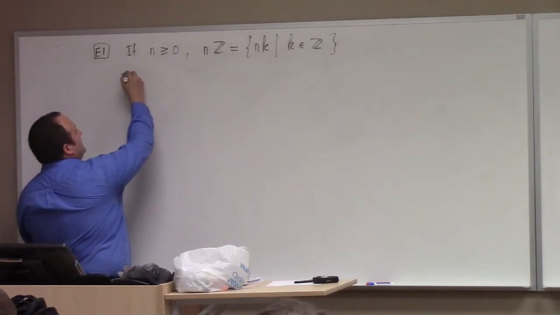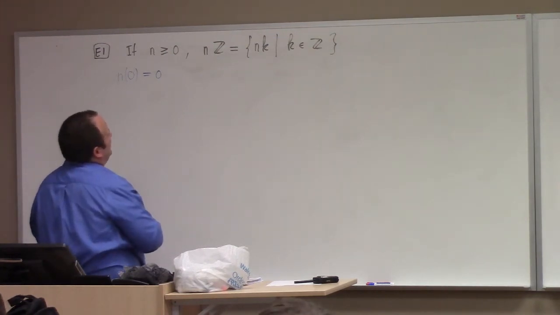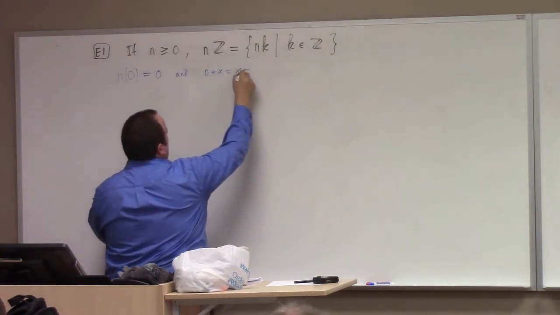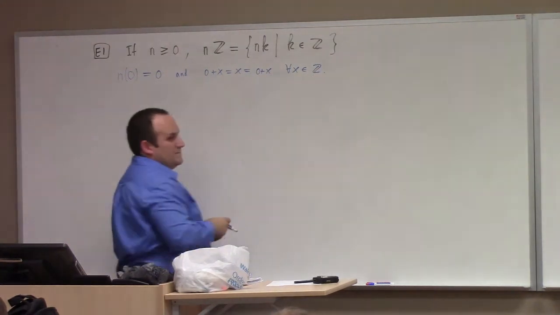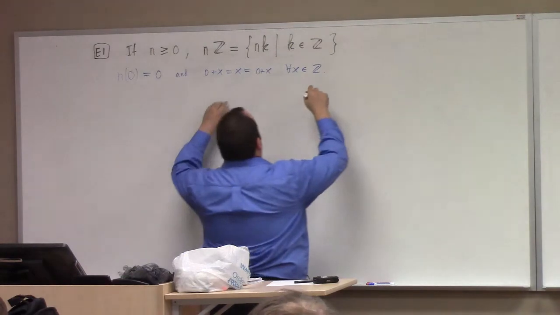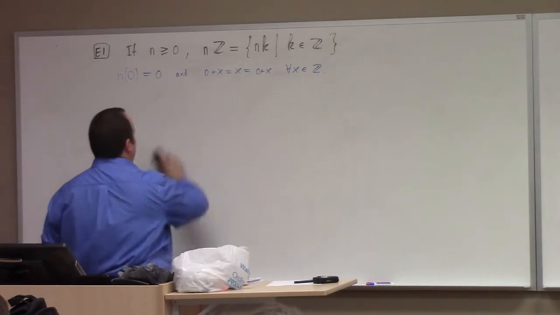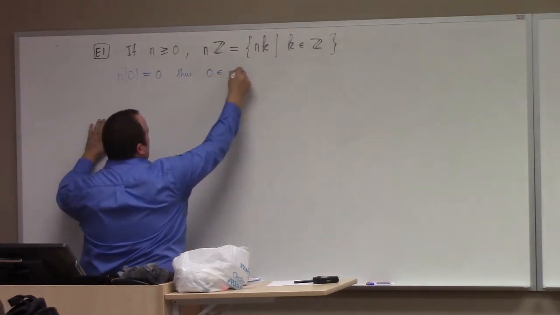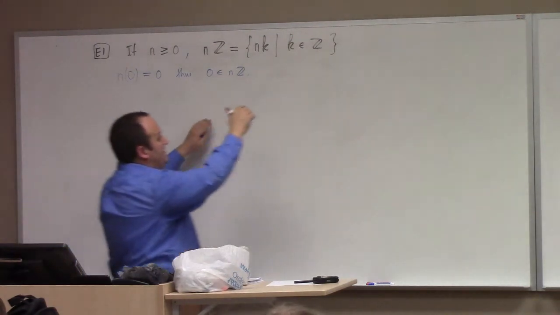So first of all, n times 0 is equal to 0, right? And of course, 0 plus x is equal to x is equal to x plus 0 for all x in ℤ, right? Thus, what? 0 is in nℤ, right? That's number one. The identity is in nℤ. So we're thinking of nℤ as H.